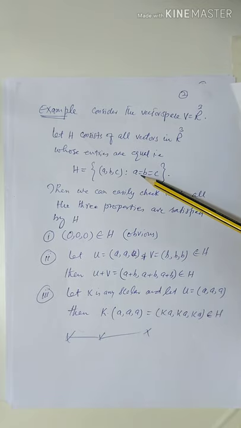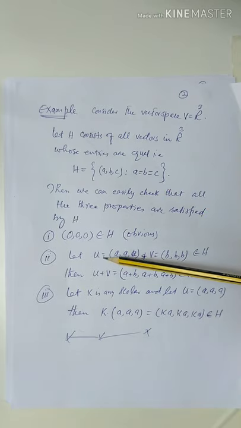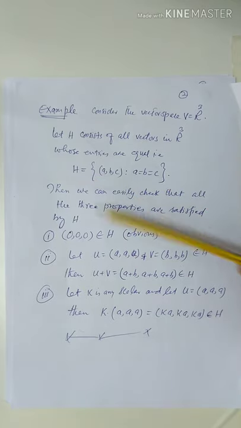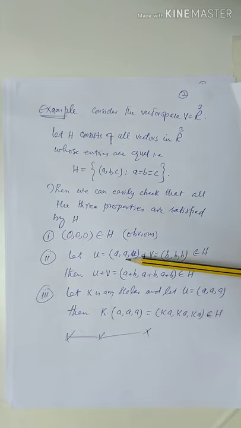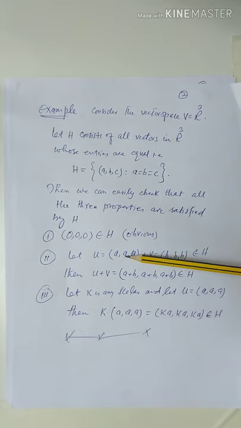Why? Because what was the condition? Condition was A equal to B equal to C. So your U must belong to H. This is very important. So here A must be equal to the second number, and this must be equal to the third number. So it means A equal to A equal to A. So you can write here 2, 2, 2. You can write here 3, 3, 3. You can write here A1, A1, A1. So here similarly B, B, B.